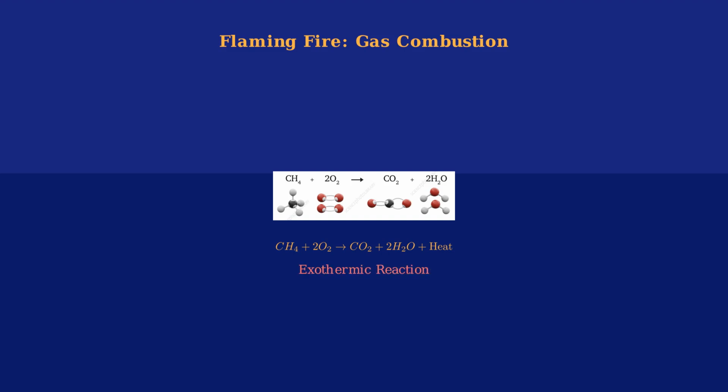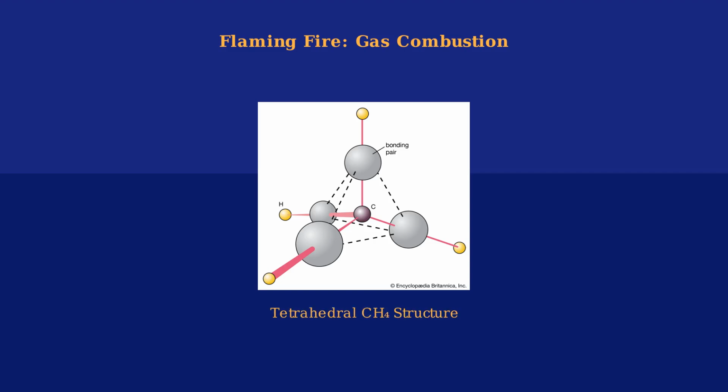When methane combines with oxygen, it produces carbon dioxide and water vapor in a highly exothermic reaction. The methane molecule has a tetrahedral structure with carbon at the center bonded to 4 hydrogen atoms. This stable structure releases significant energy when it reacts with oxygen.